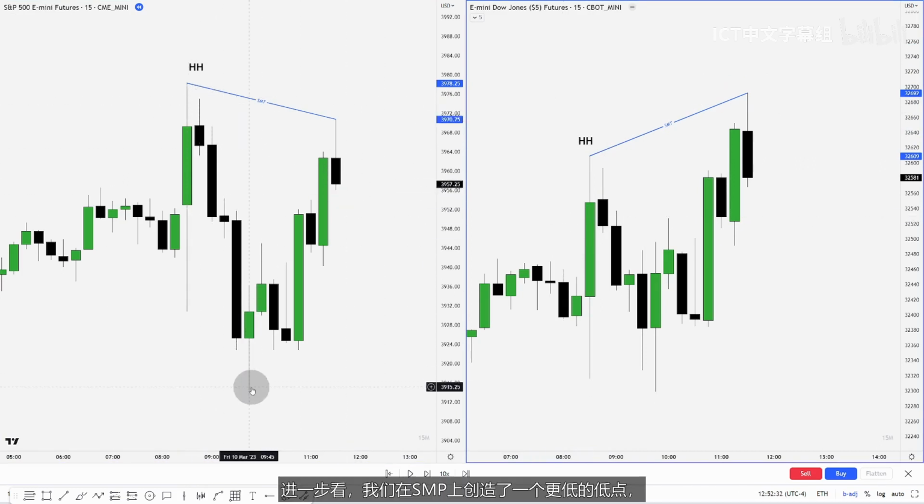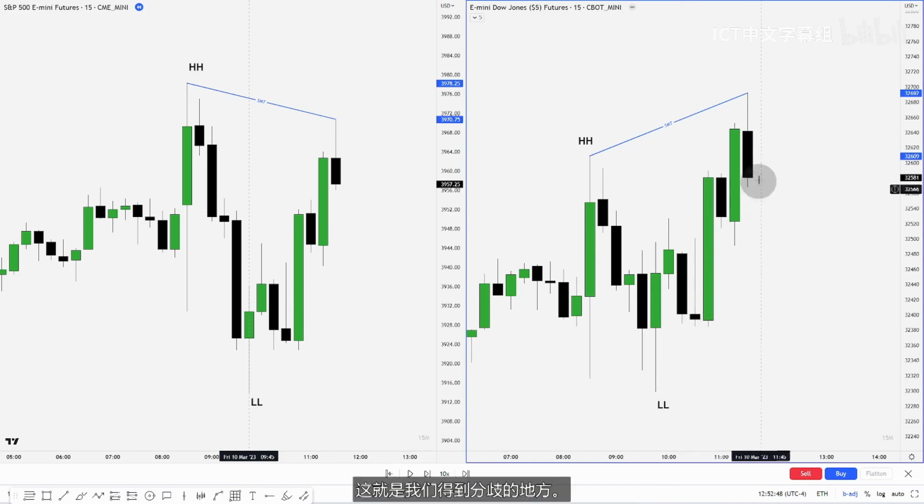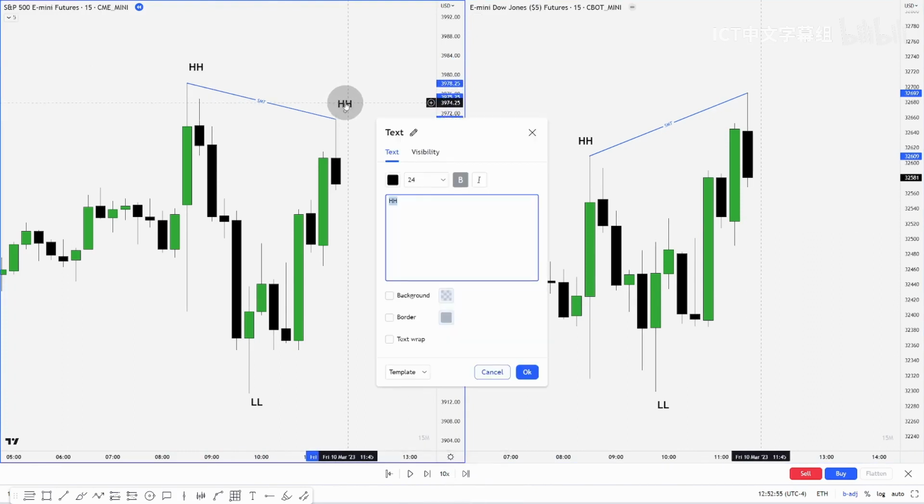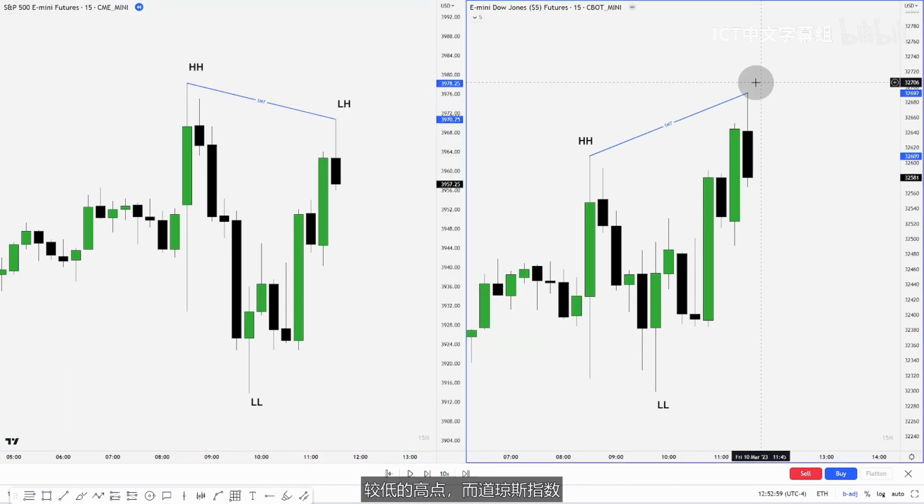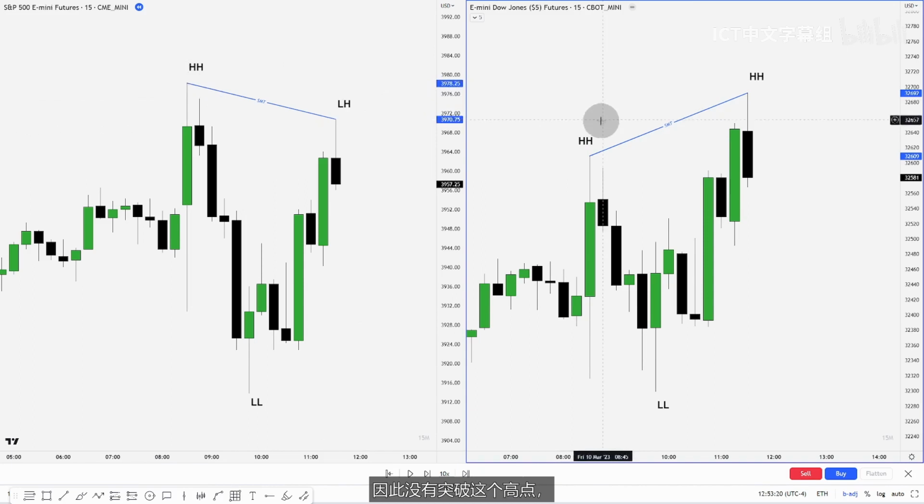Now, we go in, we put in a lower low on the S&P, and we also put in a lower low on the Dow. Now here is where we get our divergence. As you notice, S&P puts in a lower high, while the Dow puts in a higher high. This is our divergence here. As you see the structure diverge, right? S&P making a lower high, so not taking out this high, and Dow taking out this high.